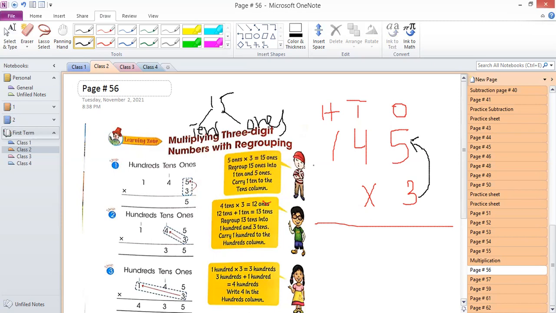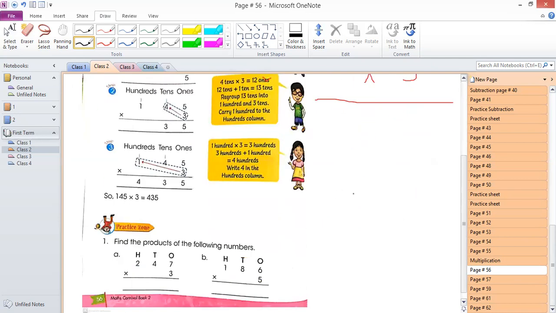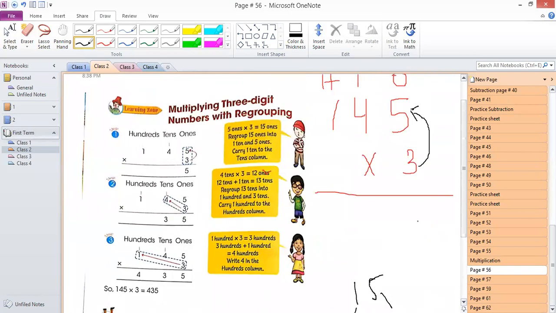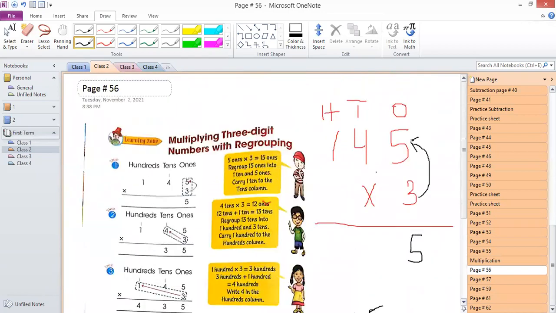So what will you do now? In 15, there is 1 ten and 5 ones. So you will write only the ones here, which is 5, and the ten you will regroup with the tens, which is 1.